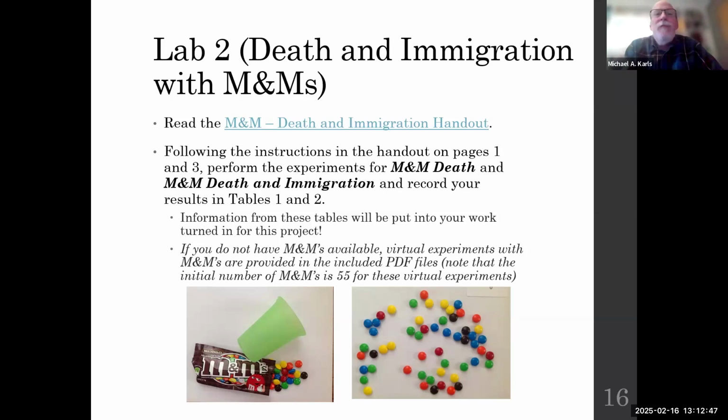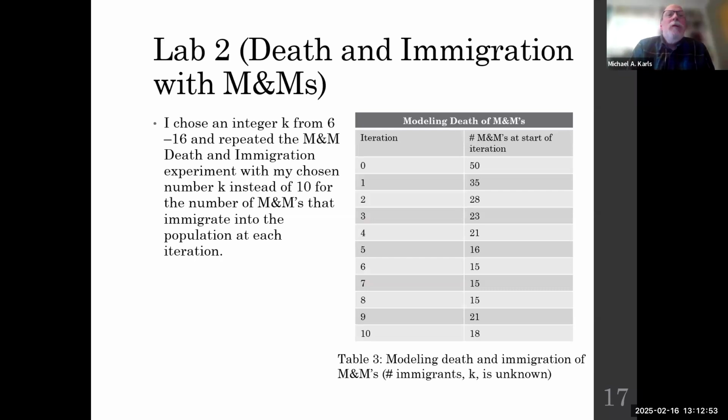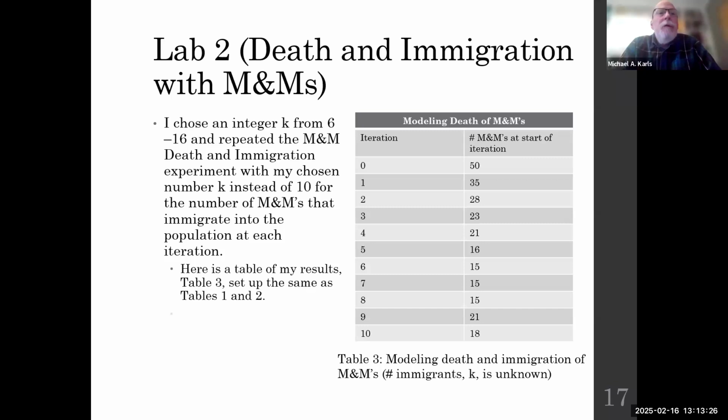For that, the initial number of M&Ms is 55. I also chose an integer k from 6 to 16, and I repeated the M&M death and immigration experiments. You toss out M&Ms, remove the up-Ms, and then you add a fixed number back in that models immigration back into the population. Instead of using 10 for the immigration number, like in the second experiment, I used a different number, which I didn't tell the students. It was a number between 6 and 16. I provided them with the data from me doing the experiment, and they were supposed to use this data as part of their project.